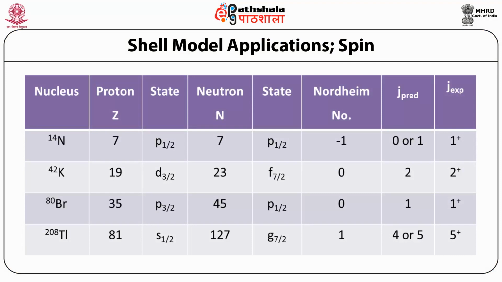Shell model applications, spin. In this slide, we are going to discuss the application of the shell model in determining the ground state spin of various nuclei. In this slide, a table is given in which various details of various nuclei are shown. The different columns are nucleus, proton number, state, neutron number, state, Nordheim number, J predicted and J experimental. Here all odd nuclei are discussed.